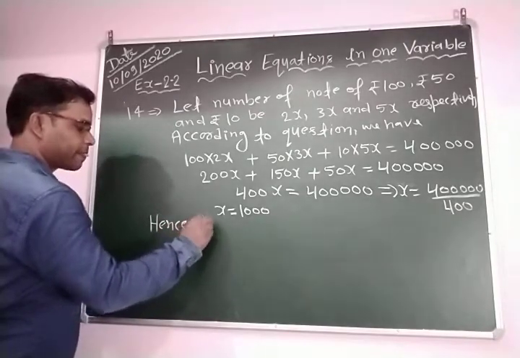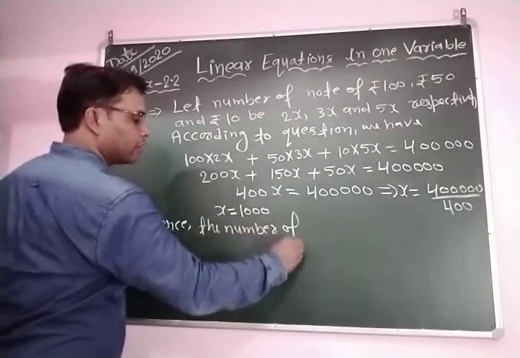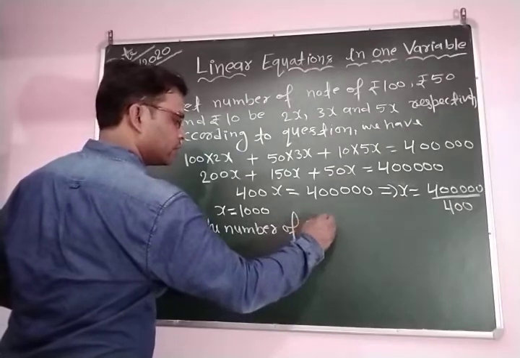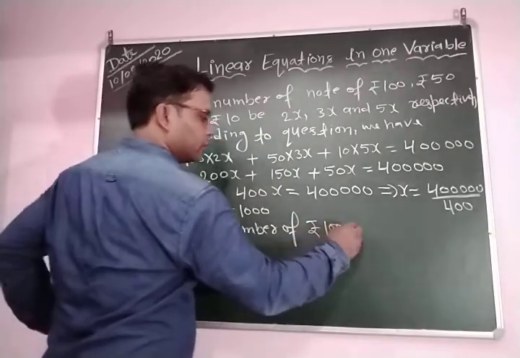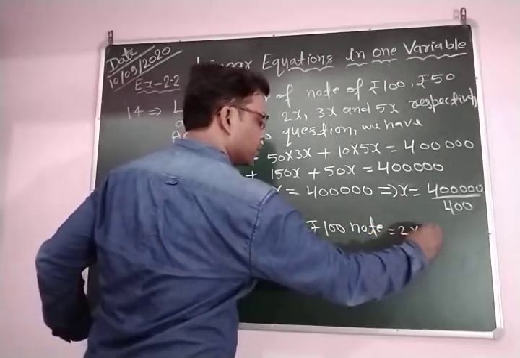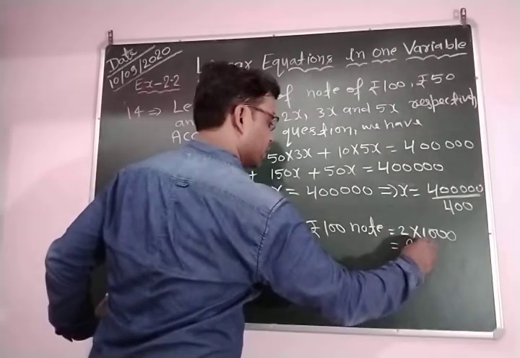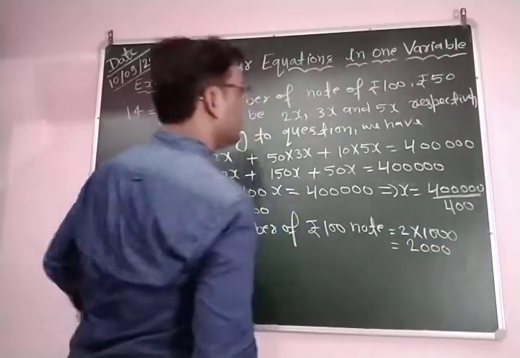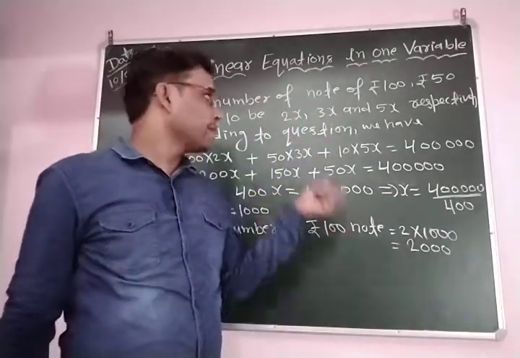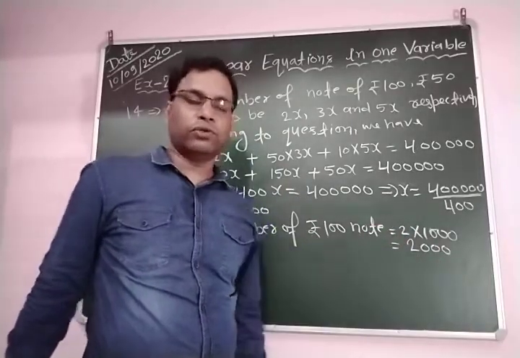the number of 100 rupees notes is equal to 2 into 1000, and this is equal to 2000. Okay, because here we let the number of 100 rupees notes be 2x, so this is equal to 2 into 1000, this is equal to 2000.